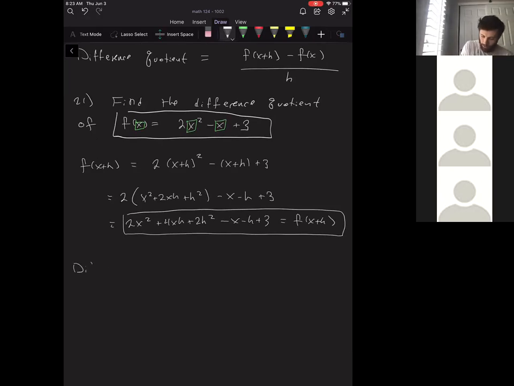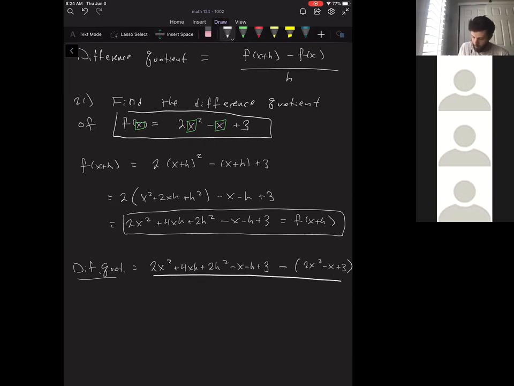So our difference quotient is going to equal f of x plus h. Let's just rewrite that piece. We have 2x squared, 4xh, 2h squared, minus x minus h plus 3. So here's f of x plus h minus f of x. So let's just plug in f of x right here. 2x squared minus x plus 3. And then all of that is being divided by h.